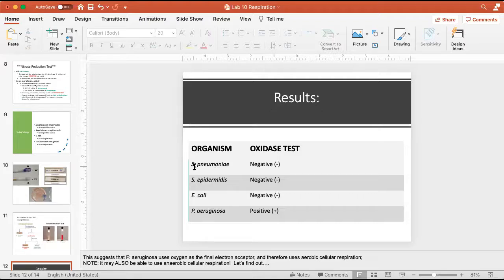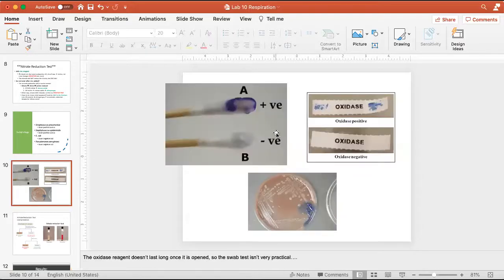I took a few of the Strep pneumoniae cells onto a cotton swab and I dripped the oxidase reagent on them, and I got no color change. I picked up a few of the Staph epidermidis cells, no color change. E. coli, same thing, negative oxidase test. But the Pseudomonas produced a positive result. When I put Pseudomonas onto the cotton swab and I dripped the reagent on, it turned this purpley blue color.